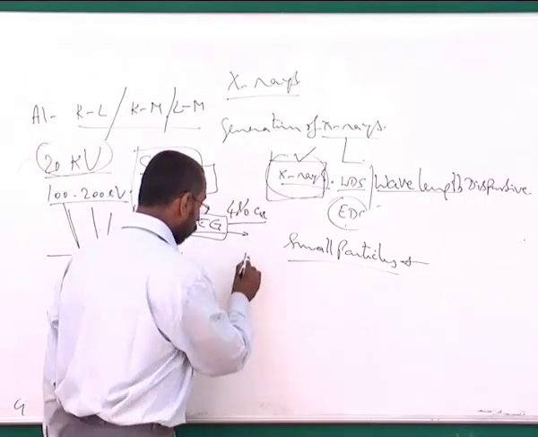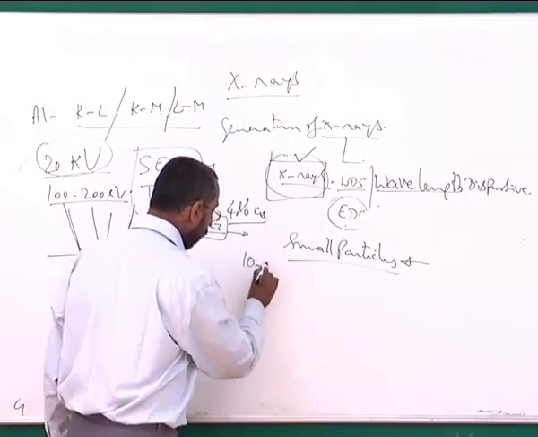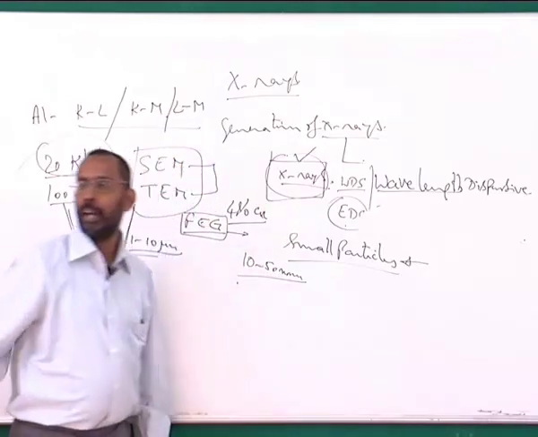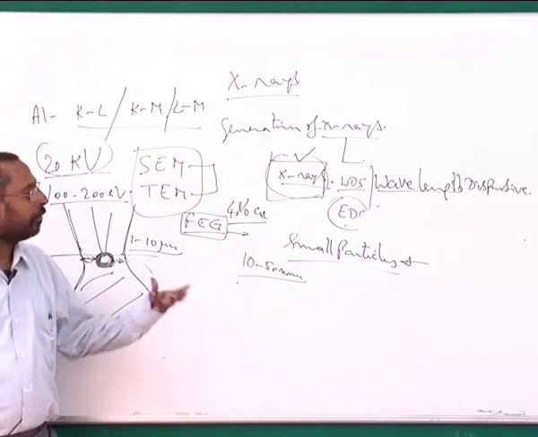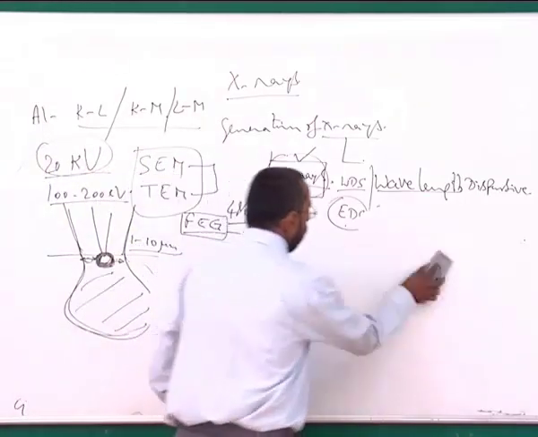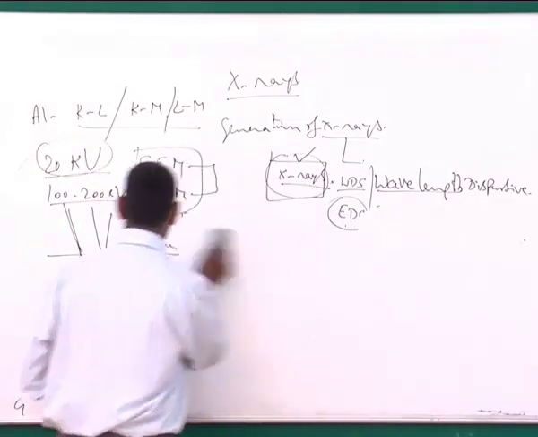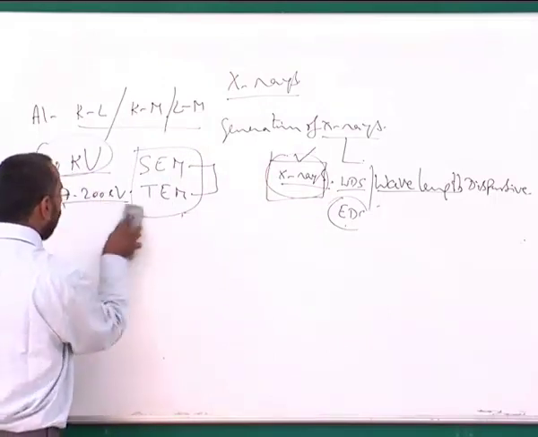Nowadays, people are also able to use beams of the order of 10 to 50 nanometers. If you can converge the beam, then with that you will be able to get the composition of an individual nanoparticle. But this is all about the issues related to the actual analysis. Let's simply look at the basic principle of these two.